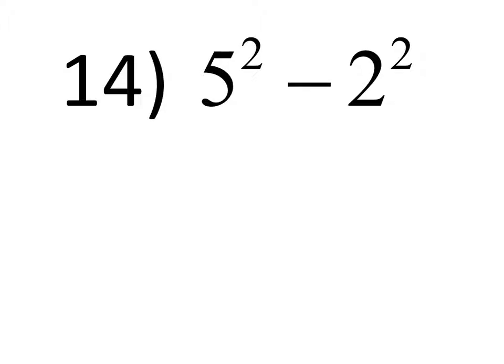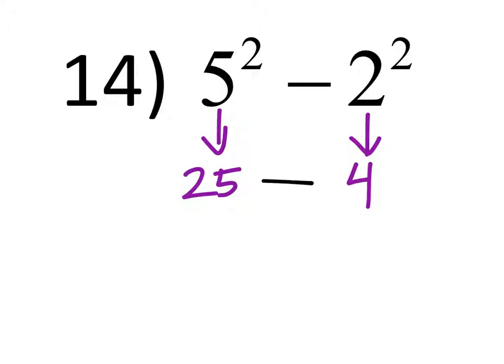So we got subtraction, but we've got these two numbers that are squared. So let's square them first. 5 times 5 is 25. 2 times 2 is 4, and we got subtraction. 25 minus 4 is 21.